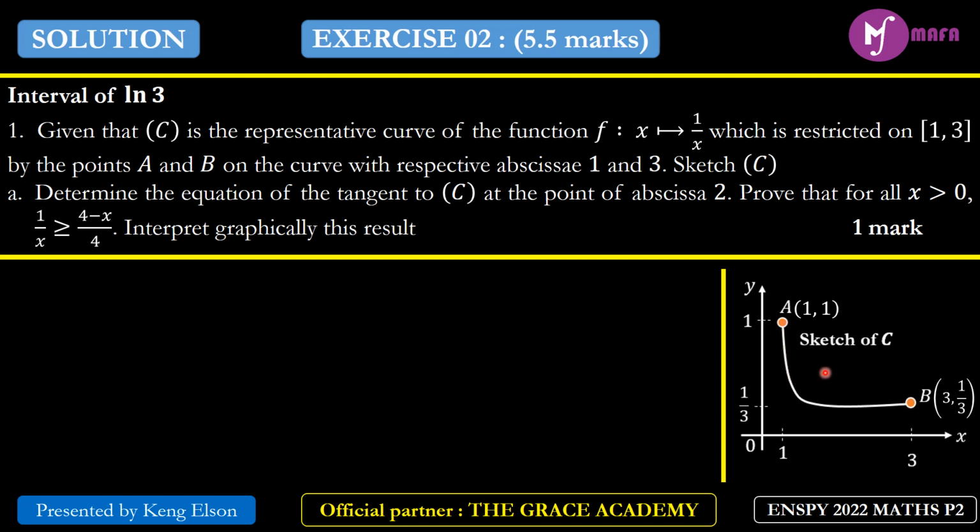Alright, question A is now saying we should determine the equation of the tangent to the graph at a point with abscissa 2, and then prove that for all x greater than 0, 1 over x is greater or equal to (4 minus x) over 4, and interpret the result graphically. So let's begin with the first part: determine the equation of the tangent to the graph at a point with abscissa 2.